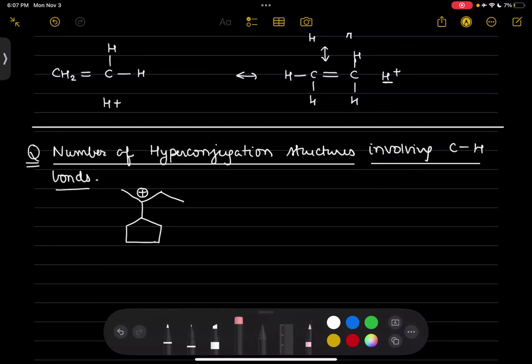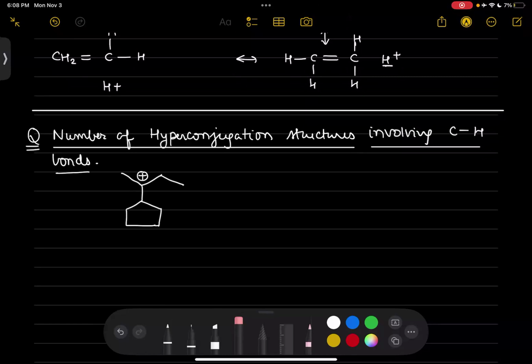So you can apply the same trick on this structure. This is from JEE, but it can be asked in school also because it is a very basic problem. It can be asked in NEET also. So you need to count the CH bonds participating in hyperconjugation. Is it clear or not? The question is clear. Yes, sir. You should invest your time in understanding the question. That is very, very important.